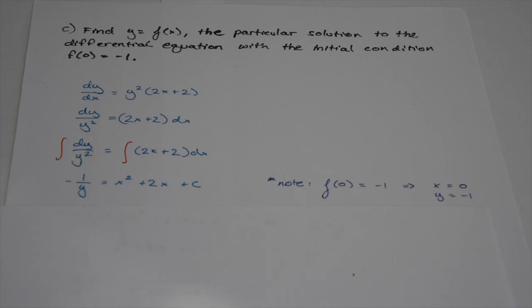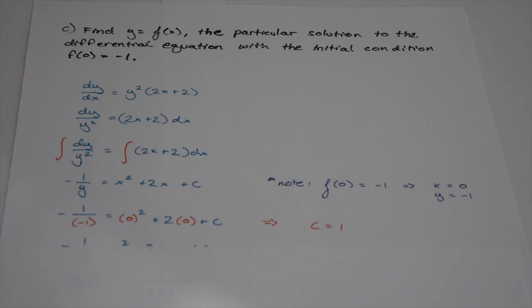Well, we know that f of 0 is equal to -1, which leads us to know that y is equal to -1 and x is equal to 0. If we took those values and we plug them in, we get -1 over -1 equals 0 squared plus 2 times 0 plus c. We can deduce that c will then therefore be 1.